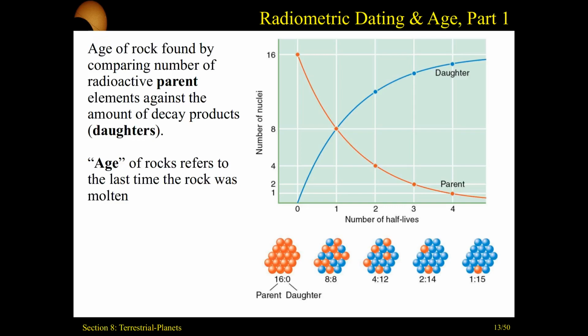In this example here, you could start off with a rock sample that has 16 atoms of the parent. And each subsequent half-life, half of these parents have turned into daughters. Red represents the parent, blue's the daughters. After one half-life, half of the 16 have turned into daughters, so now there are 8 parents, 8 daughter elements. Go another half-life into the future, and you'll have 4 parents left, 12 daughters. Another half-life, 2 parents, 14 daughters.